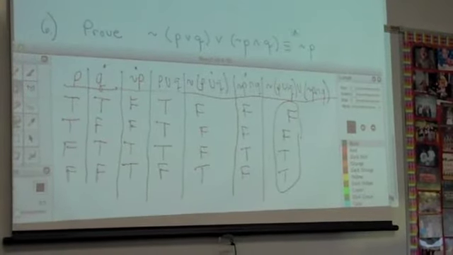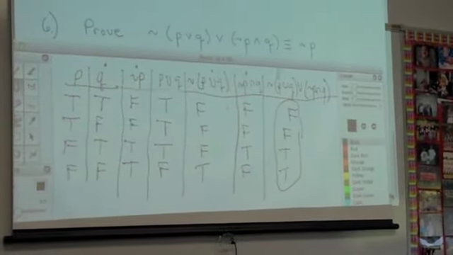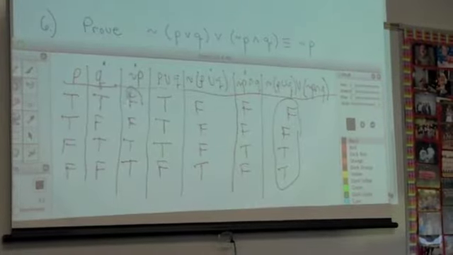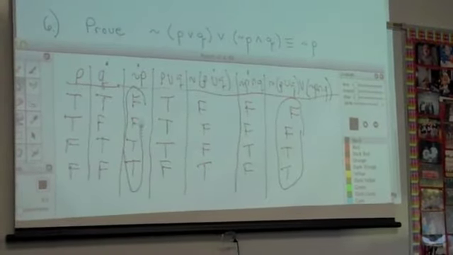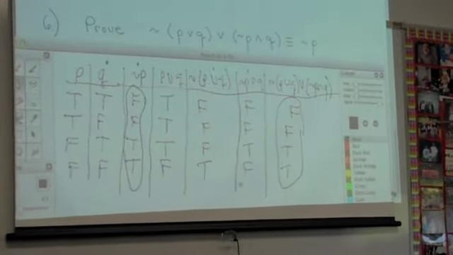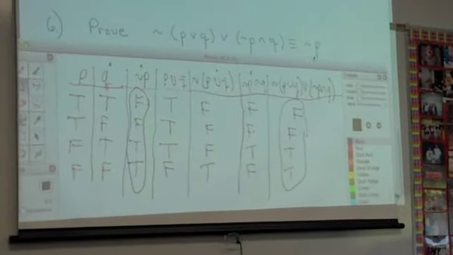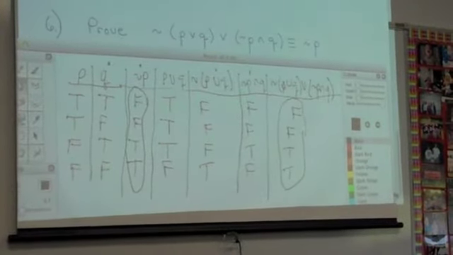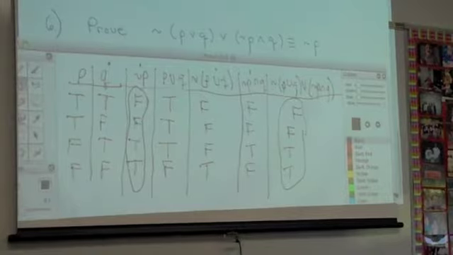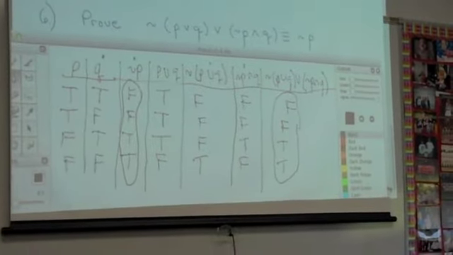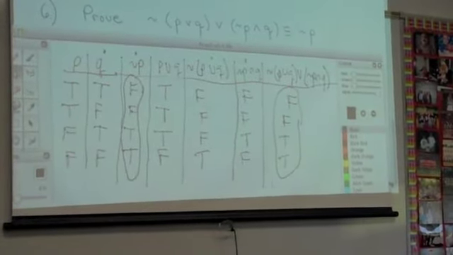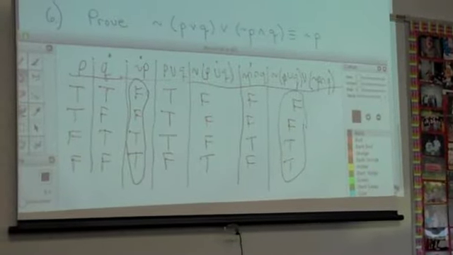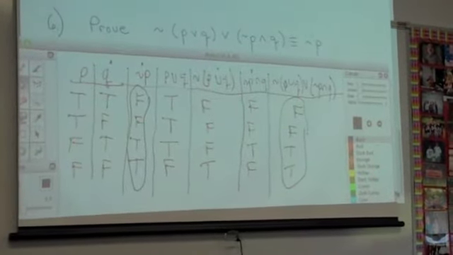Agreed? Now I go over to this side of the logically equivalent, well, it's negation P, so that column's right here already. And are they the same? Yeah. So yes, I just proved that all this is logically equivalent to negation P. And that's how you do it. Basically, we are making more truth tables. Good thing they're so much fun.